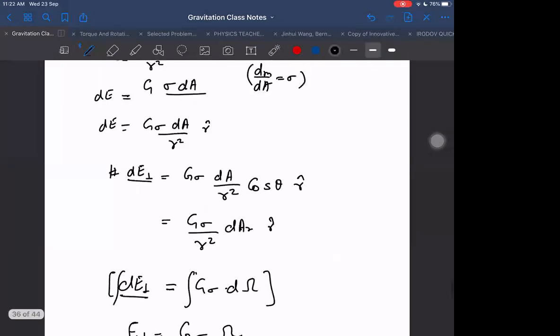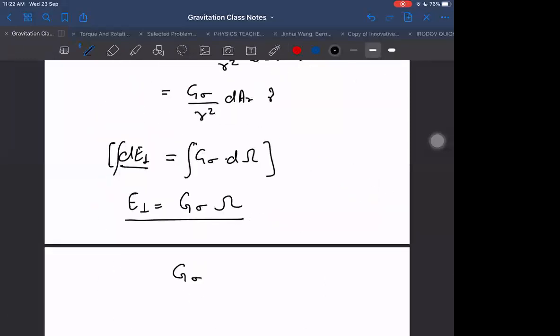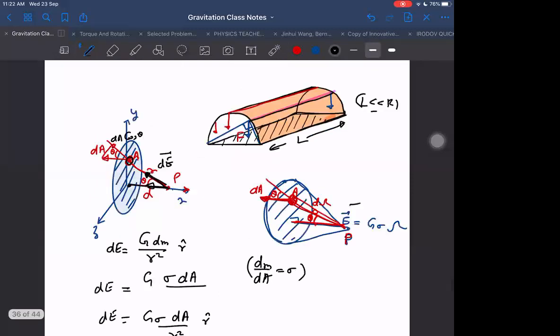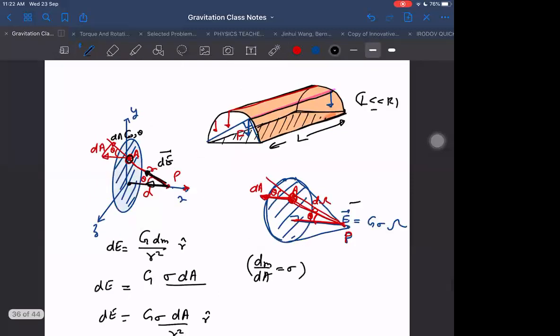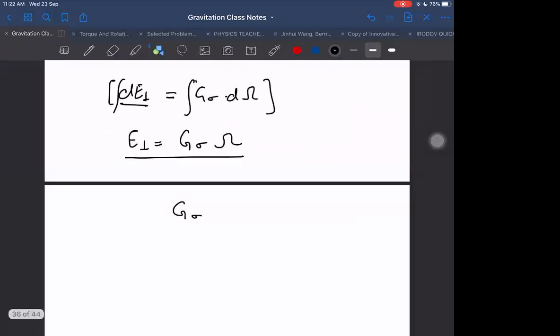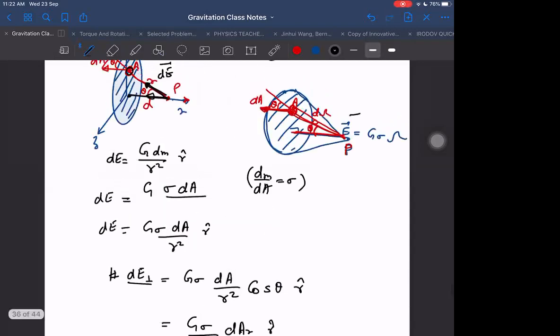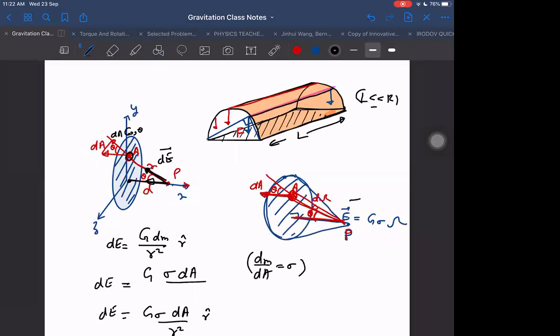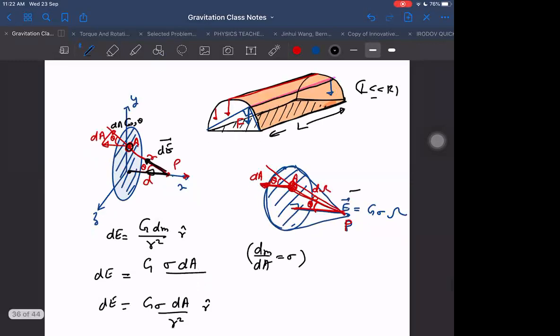Then we can write it as G sigma into 4 pi by 4. So it will be 4 pi by 4, it will be pi. 90 degrees.